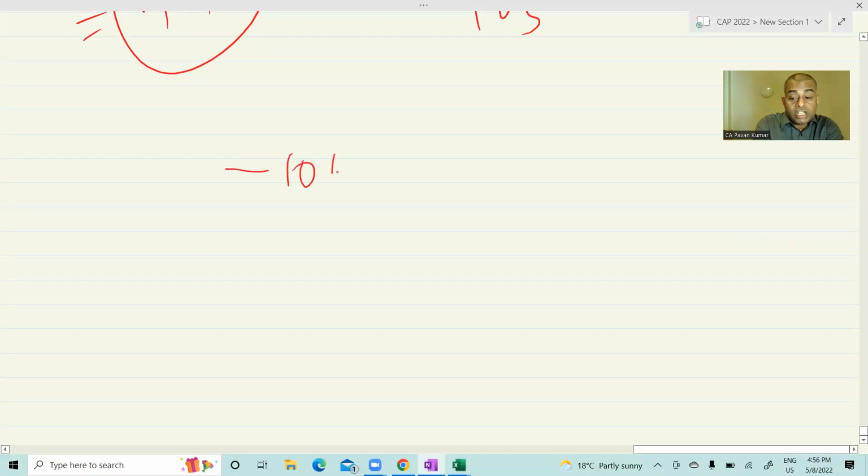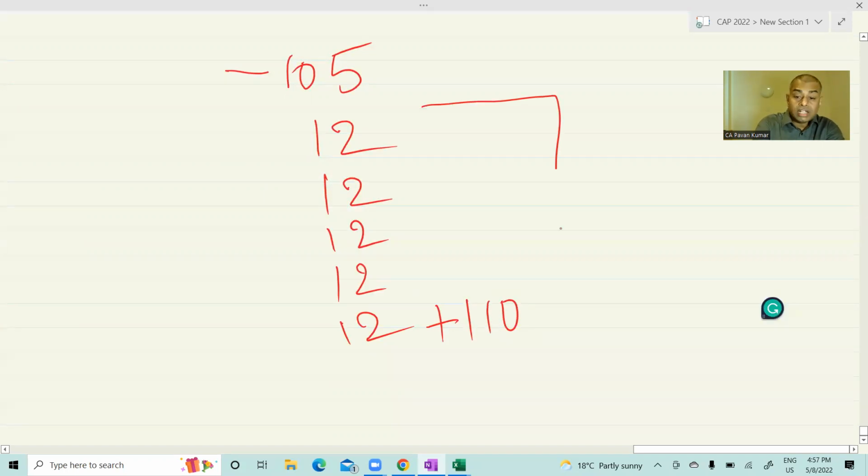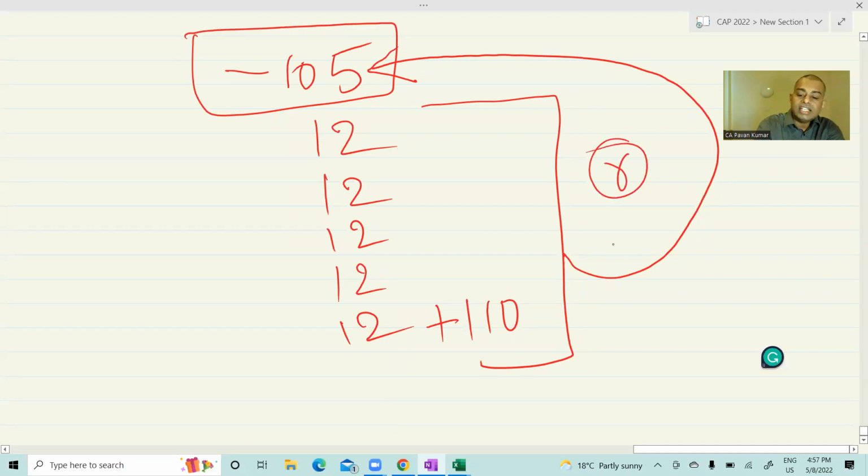First year, 0th year minus 105, first year 12, second year 12, third year 12, fourth year 12, fifth year 12 plus 110. So, the discount rate that equates the present value of this with the present value of this, the discount rate is there, no? This is KD. This is IRR definition.